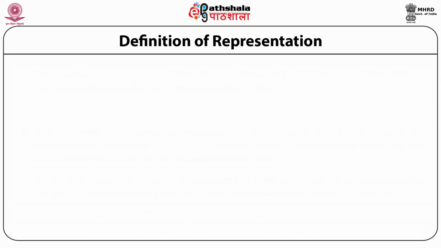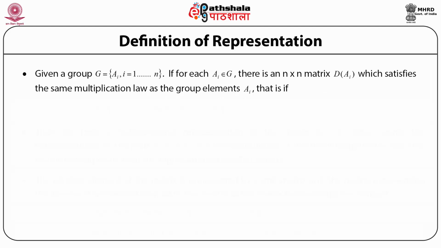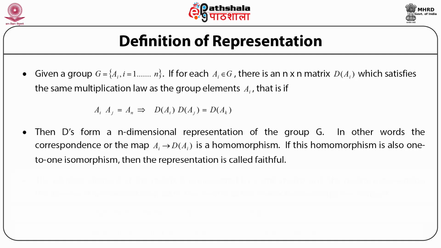We will now define what is meant by a representation. Given a group G whose elements are A_i, where i goes from 1 to n, so the group has n elements. For each A_i belonging to G, suppose there is an n by n matrix D(A_i) which satisfies the same multiplication laws as the group elements. That is, if A_i A_j is equal to A_k, then it implies that the product of the matrix D(A_i) with the matrix D(A_j) is equal to the matrix D(A_k). If this is satisfied, then the D's form an n-dimensional representation of the group G. In fact, it's an n-dimensional matrix representation of the group G.